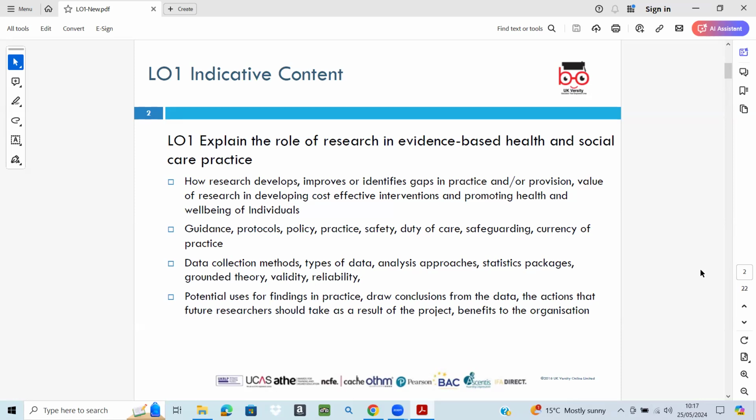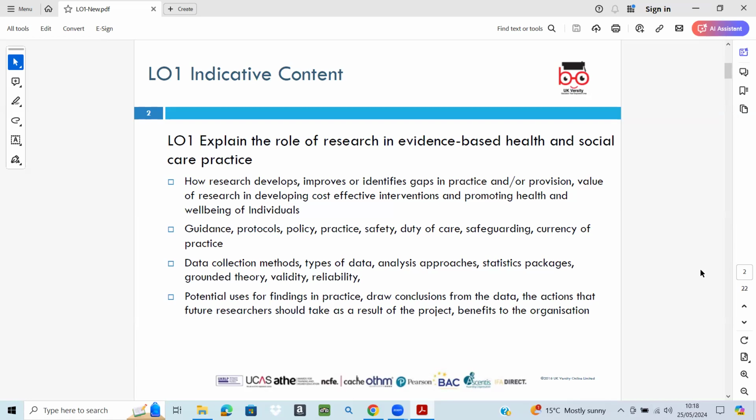If we discuss safeguarding, then research informs policies to protect vulnerable populations. Example would be developing protocols for identifying and managing cases of elder abuse in care homes. Then we can discuss currency of practice. So currency of practice is ensuring that practices are up to date with the latest research.